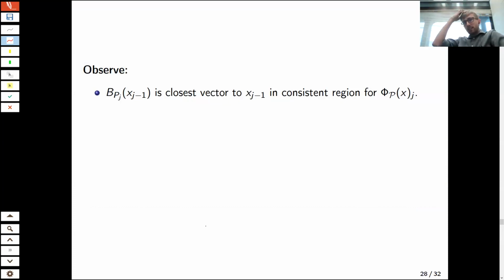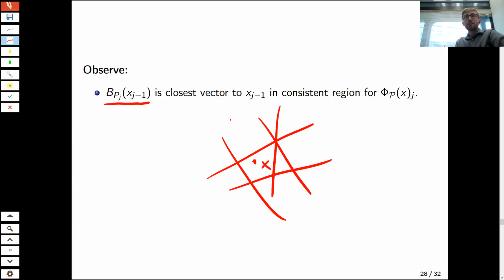Okay, so here are some observations about that procedure. First of all, if we make that update, what it's really doing is finding the closest vector to xj minus 1, to our current estimate, that is consistent with the jth one-bit measurement. So the idea is maybe your x lives in that consistent region we've been talking about. And maybe here is my xj minus 1. It's not yet in the consistent region.